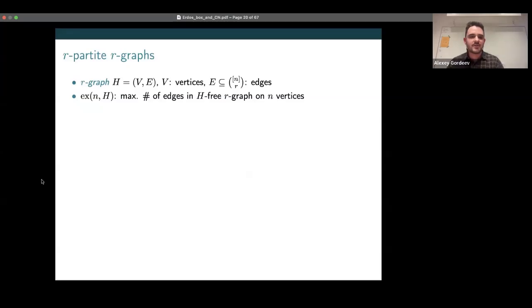So these are r-partite r-graphs. What is an r-graph? That's just a hypergraph in which every edge has size r. So usual graphs are 2-graphs, but here we can have some fixed r. One way to think about it is as a family of sets of size r over some ground set V, which are the vertices. And if we fix r, we can again, for any r-graph H, define the Turán or extremal number of H as the maximum number of edges in an r-graph on n vertices which doesn't contain H as a sub-hypergraph.